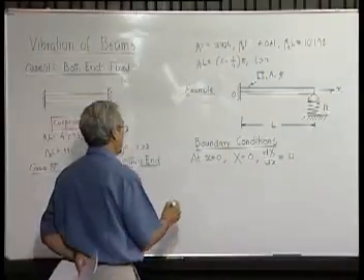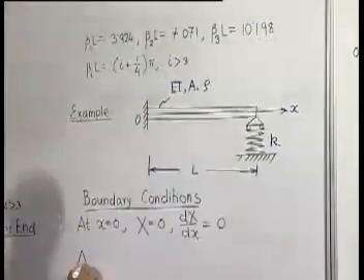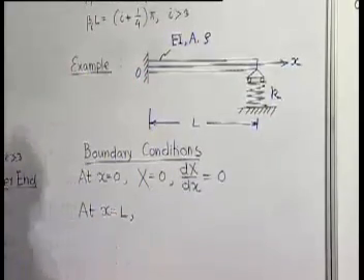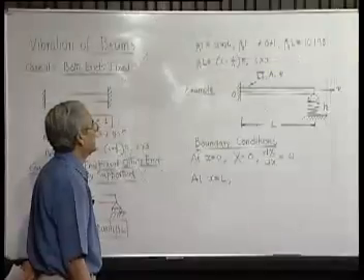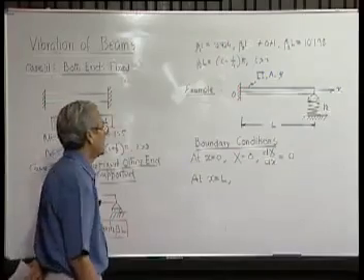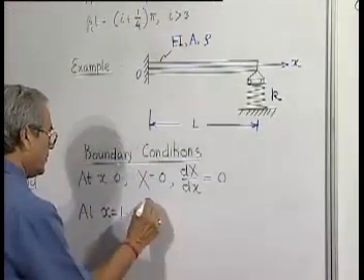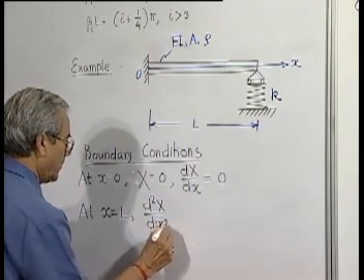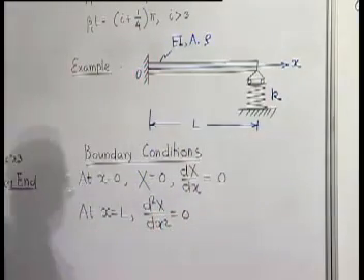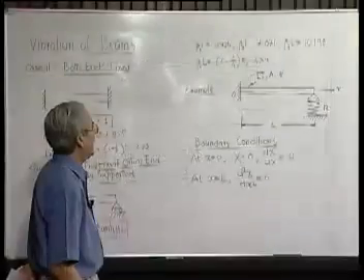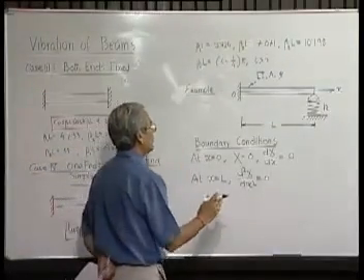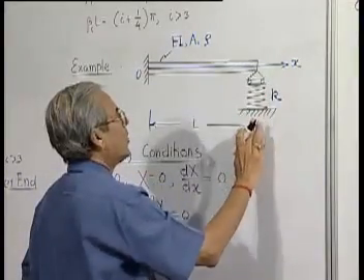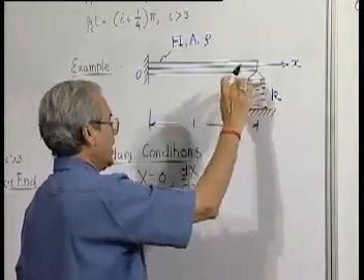At x is equal to L, this is interesting and tricky. What we find is that the bending moment is 0, and the bending moment is proportional to the second derivative, which we have seen, and the force is not 0. But suppose it has deflected by an amount x, then what will be the force? It will be k into x.